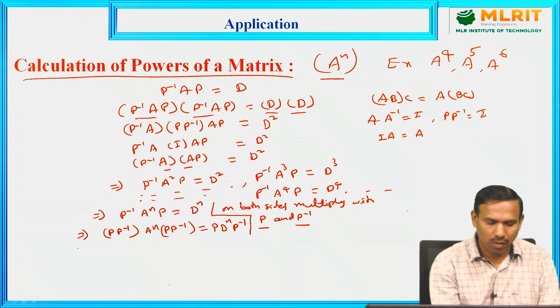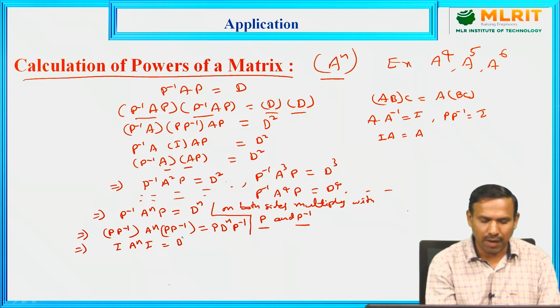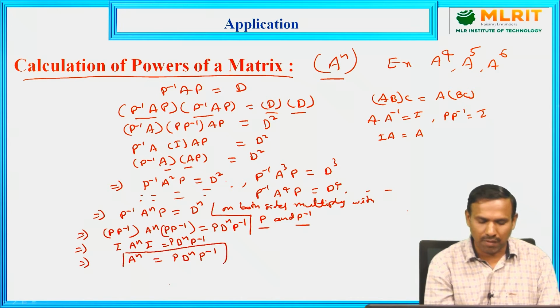Now again we know already, we have mentioned very clearly, P into P inverse is I. A power n, P into P inverse is also I, which is equal to P inverse D power n. Again we know I into identity matrix, any matrix, the product will be the same, that is A power n, and when you are multiplying on pre and post here, P inverse. So A power n is equal to P into D power n into P inverse, the final formula to find A power n.